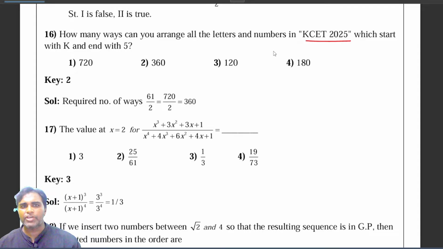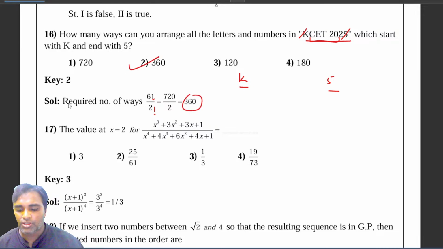Now 16th again. KCET 2025. How many ways can we arrange the letters and the numbers which start with K and end with 5. So starts with K, ends with 5. So remove these. How many letters are left? 6. So we have 6 factorial by 2 factorial. How much is it? 360. That is option 2. So 16 we are getting option 2.